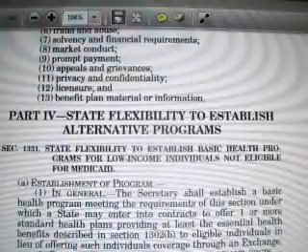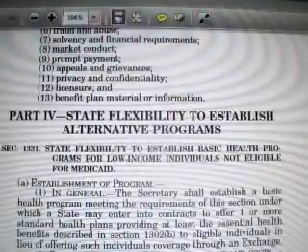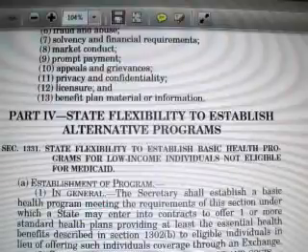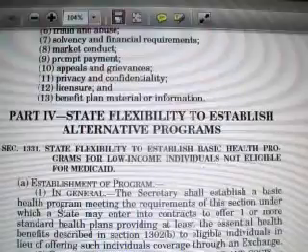Establishment of the program. In general, the Secretary shall establish a basic health program meeting the requirements of this section, under which a state may enter into contracts to offer one or more standard health plans providing at least the essential health benefits described in Section 1302B, and we did that quite a few videos ago, to eligible individuals in lieu of offering such individuals coverage through an exchange.